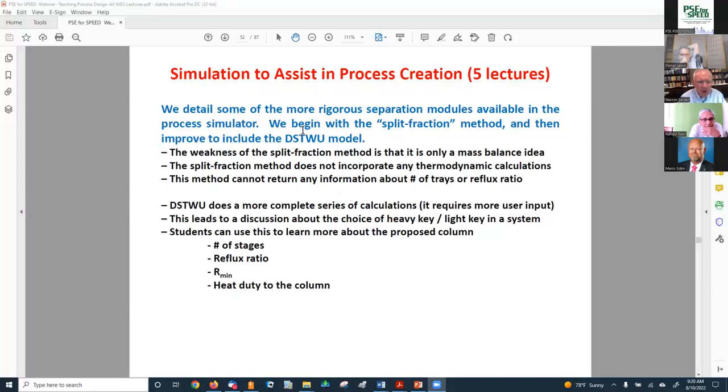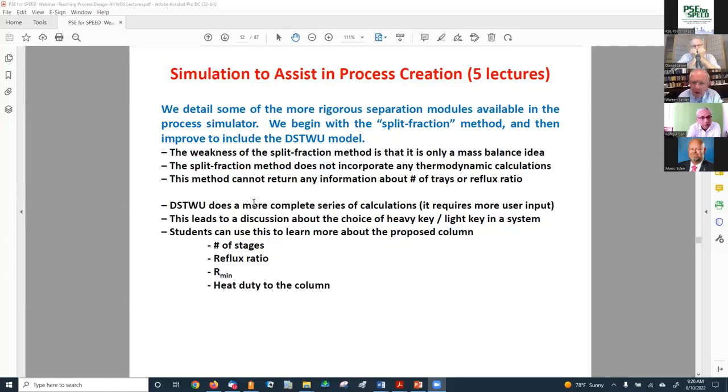All right, first thing is we want them to be aware of the separation modules that are available. And the simplest one is the split fraction method, SEP2 in Aspen, okay? And then, of course, the thing here is you're specifying the fraction of a component that's going to go into one of the product streams, okay? It's a very simple idea. This doesn't incorporate any thermodynamic calculations. It does not return information about the number of trays or the reflux ratio.